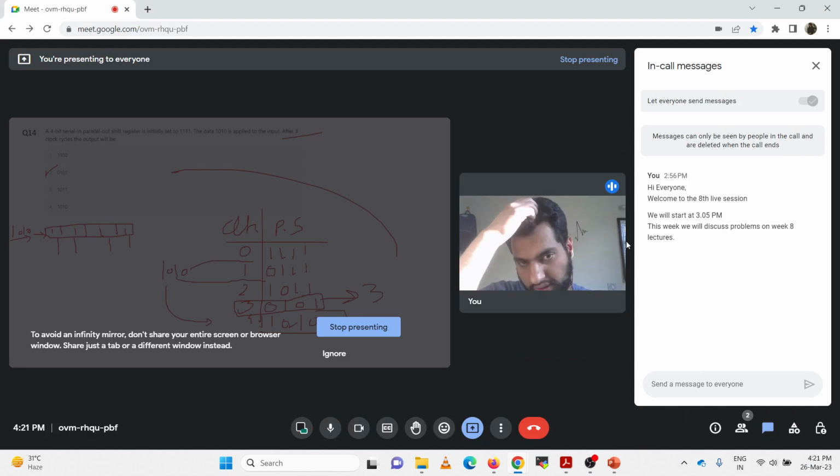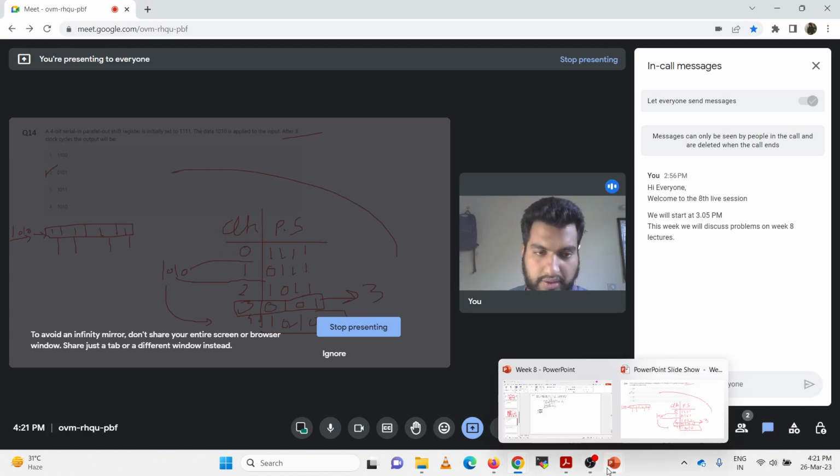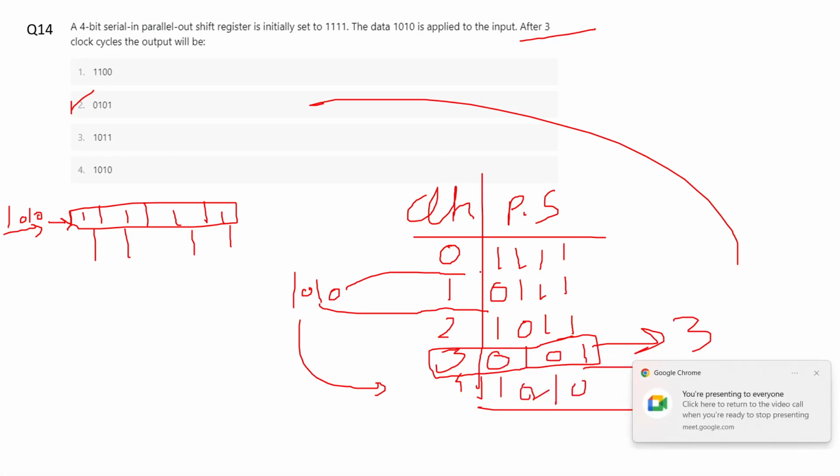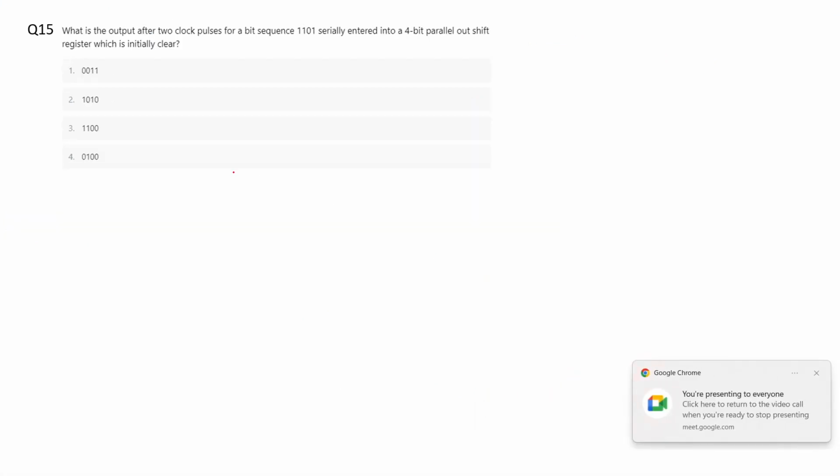Now this was question number 14. Now we will discuss question number 15. Question 15 asks, what is the output after 2 clock pulses for a bit sequence 1101 serially entered into a 4-bit parallel output shift register, which is initially clear? Initially I had thought that I will give this question as an assignment to the live audience, but since there is no live audience, let me just show the solution, because it's somewhat similar to the earlier questions.